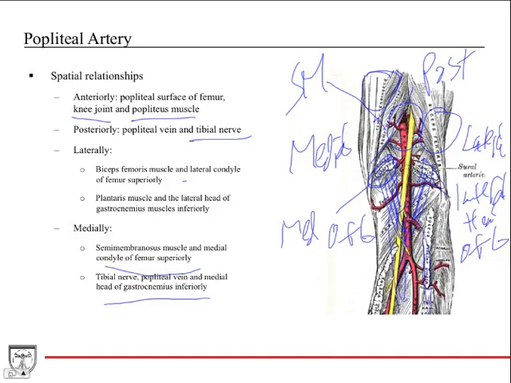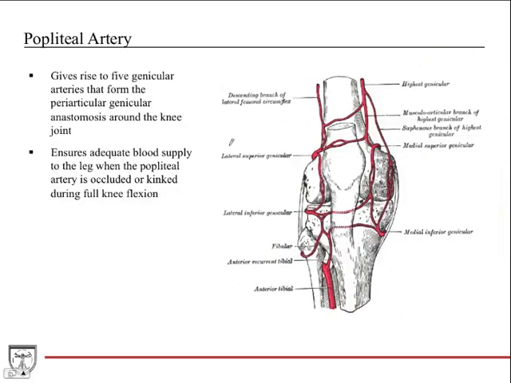So the artery really goes through the two different heads. The lateral head is lateral to it, the medial head is medial to it, and it goes right through this pocket of the muscle heads. It gives rise to 5 genicular arteries that form the periarticular genicular anastomosis around the knee, and that's shown in this picture right here.